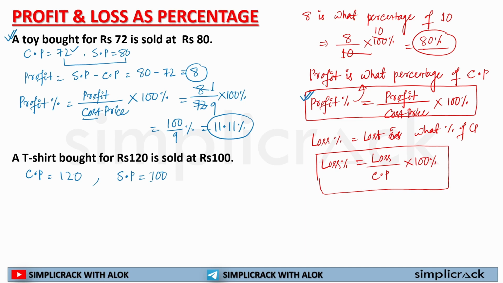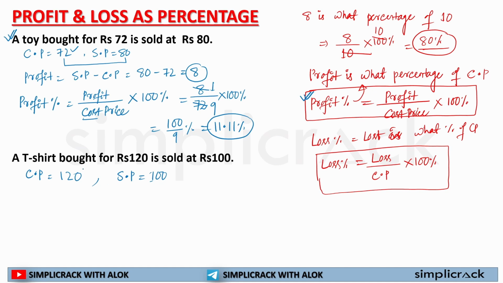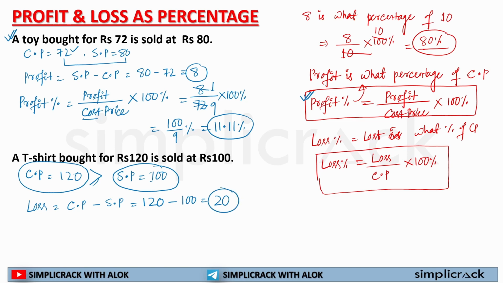Sir, as you have already informed us in the last slide that if cost price is less than sales price, it's profit. If cost price is greater than sales price, it is loss. So in this case, we are seeing cost price is greater than sales price. So here loss will happen. So loss means cost price minus sales price, which is 120 minus 100. So I'm losing 20 rupees.